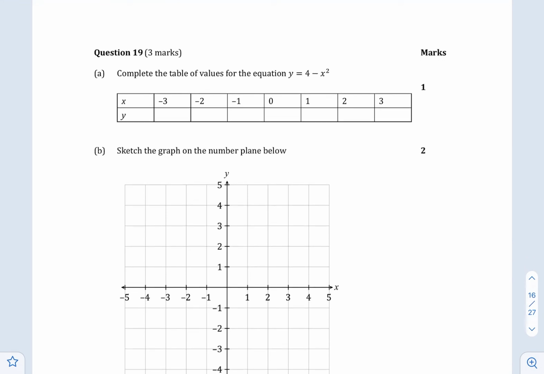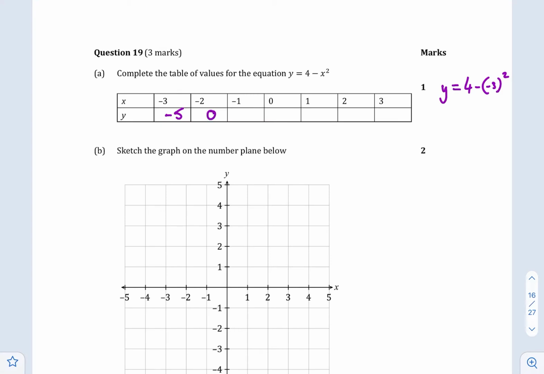Next for 19, using this equation, we need to complete the table of values. Now it's important when you're using the table of values that you include brackets where you want the x. So for -3, I'm going to put -3 in brackets there. If you don't, you'll get different answers, and we don't want that because then we'll have a different picture. So that's -5.